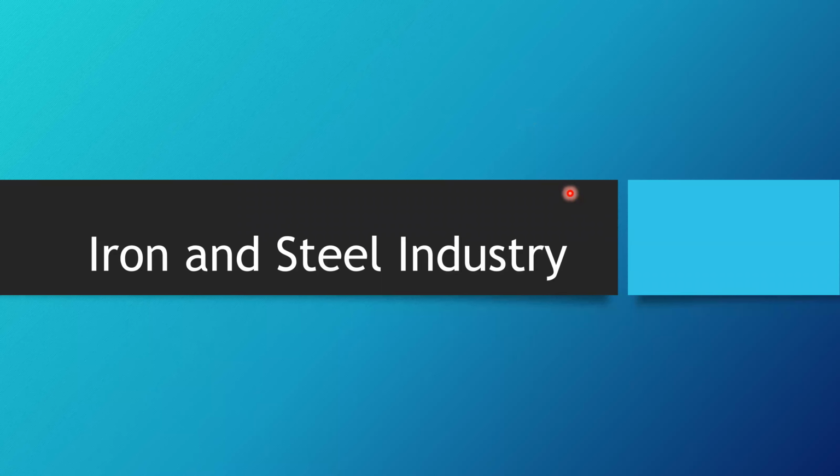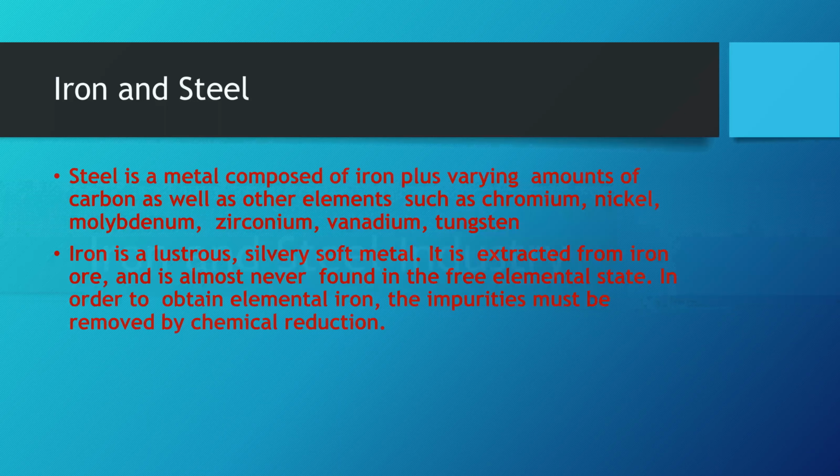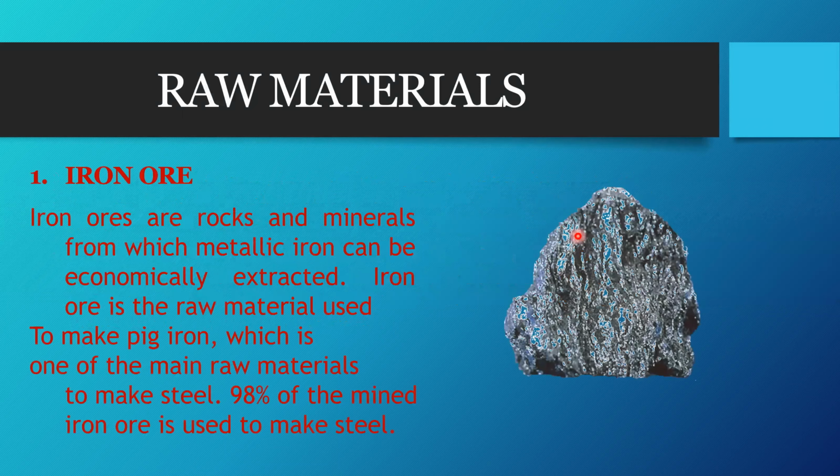So the next industry that we have is the iron and steel industry. Here we are going to talk about the industry that Pakistan has, which is responsible for the manufacturing of iron and steel. So first of all, the thing that you guys need to remember is what are the raw materials that are used in the manufacturing of iron and steel.